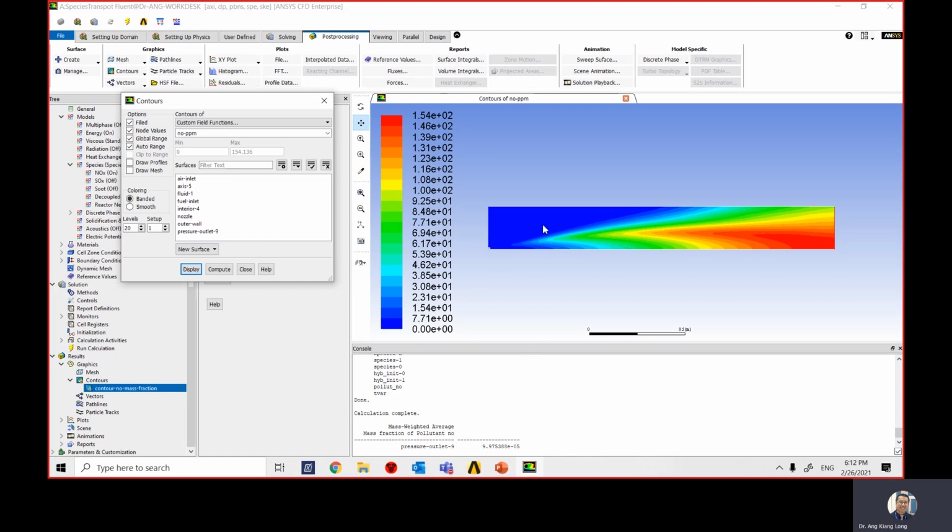In this case, if you have full colors, you can deselect the filled option and then display. You'll see that it's only projected as lines, but it will be the same information. The maximum is over here, where nitrogen oxide is 154 parts per million in this region. And there's no nitrogen oxide in this region.